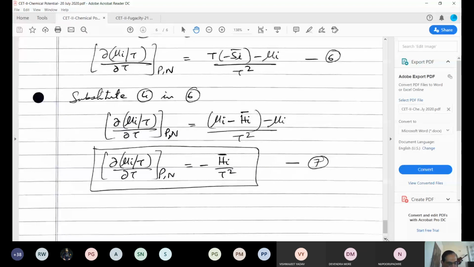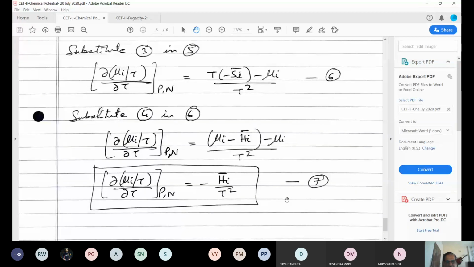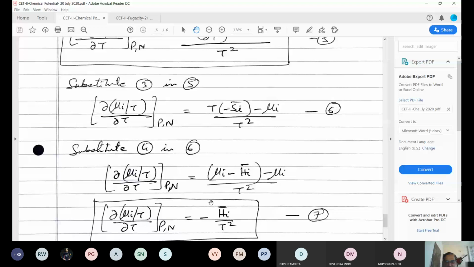Is it clear? Sir, why did we take the derivative of mu I by T? Because if we take mu I, we will not get a simple equation here. We need to have a simple equation here. That's why we have taken mu I by T, derivative with T. Ultimately, we want the effect of temperature on mu I. But this mu I is a function of temperature. And this time we get a simple equation on the right hand side.